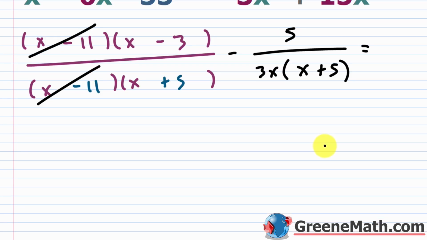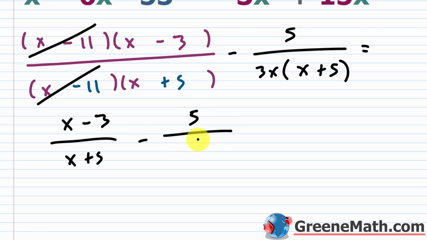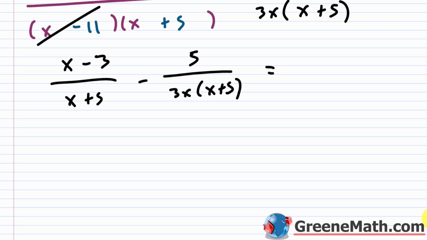So let me come down here a little bit. And let's think about our LCD. This is canceled. Let me actually rewrite this. So x minus 3 over x plus 5 like this. And then minus, you have 5 over 3x times the quantity x plus 5. So the LCD is what? It's x plus 5. They have that in common. You just need the 3x. So this guy right here already has the LCD as its denominator. So you don't need to make any changes to that one, okay? So let me put equals here. And I'm only going to work with this one.